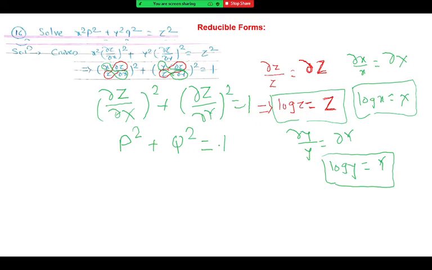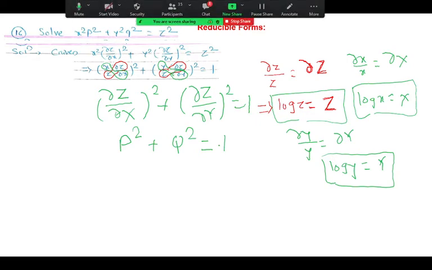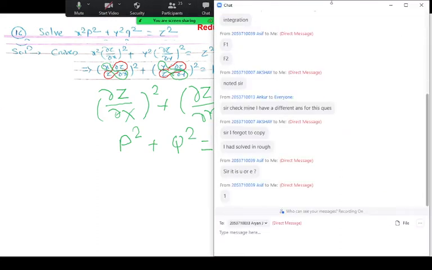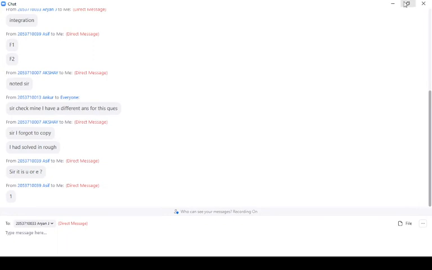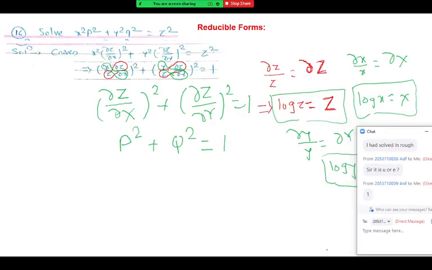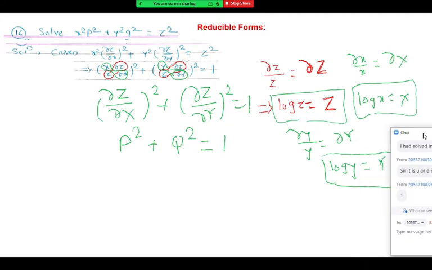Anyone? Check the chat. So yes, Asif is saying form 1. Yes, correct. It is case number 1. Only P and Q are present. So we can solve it by the case 1 method.